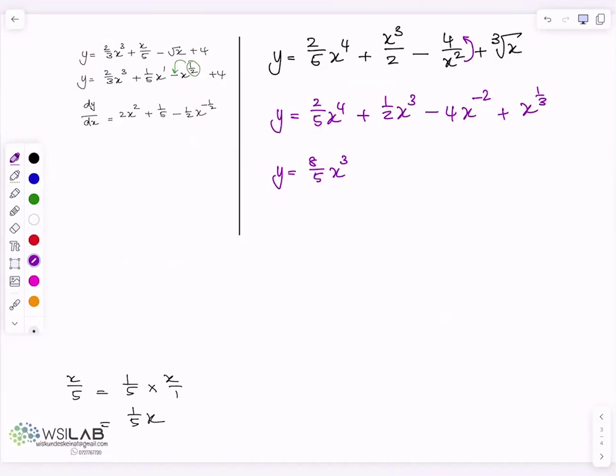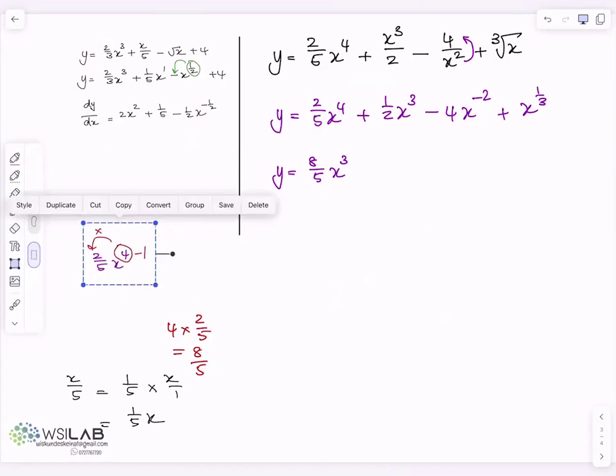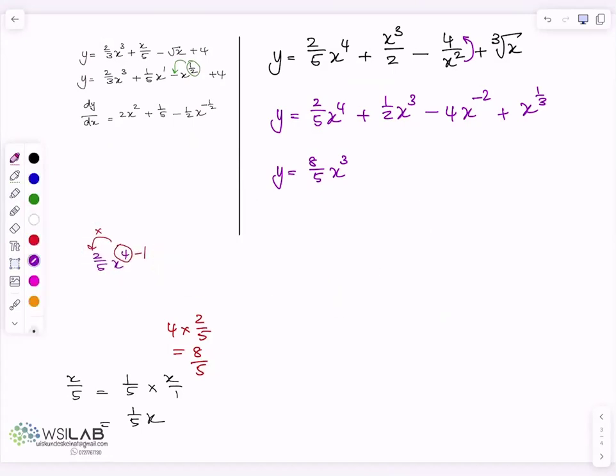No, you can't do that. You have to subtract 1 from the 4. You can't keep going, you can't double it up. Look, 4 times the number in front. 4 times 2 over 5 is 8 over 5. Then I subtract 1 from the 4, then I get 3. And that's finished then.